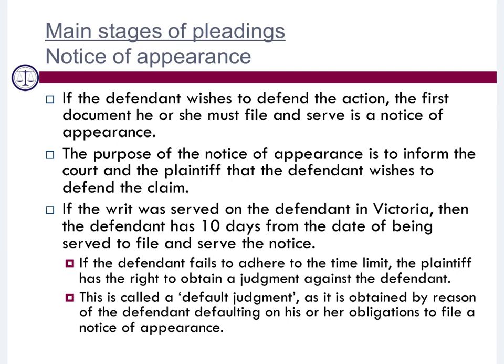If the defendant wants to actually defend this case, the first document they have to file is called the Notice of Appearance. The purpose of this document is to inform the court and to inform the plaintiff that the defendant is going to show up to court. In Victoria, if the writ was served on the defendant, then the defendant has 10 days from the date of being served to file their Notice of Appearance. If they don't stick to that time limit, the plaintiff has the right to obtain what's called default judgment.